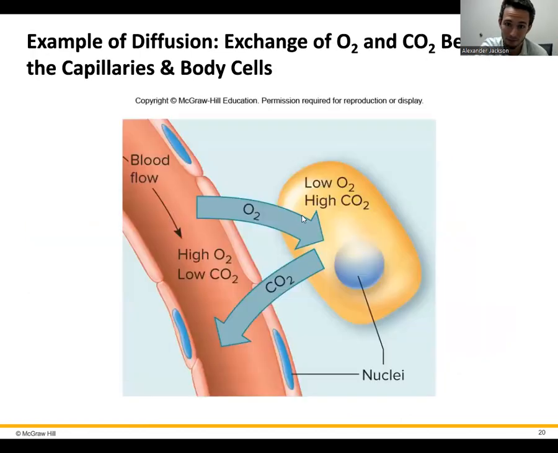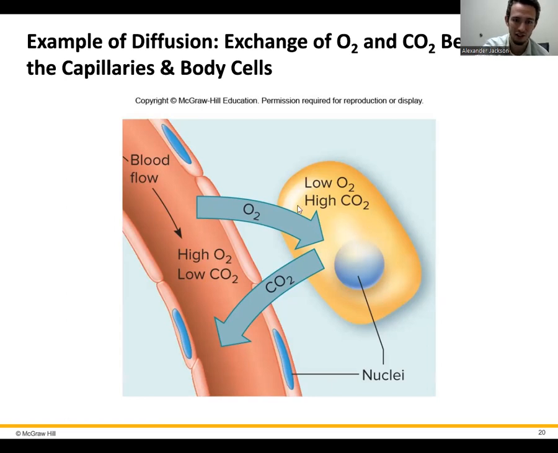We see this in the body a lot. So in your bloodstream, when you breathe in, you're basically putting a bunch of oxygen into your blood vessels. There's a high concentration of oxygen in your blood vessels then, and you feed that oxygen to your cells. So oxygen just diffuses from high concentration to low concentration because there's less oxygen in your cells.